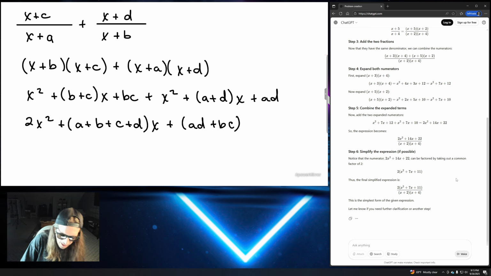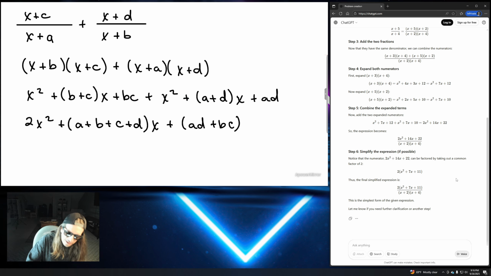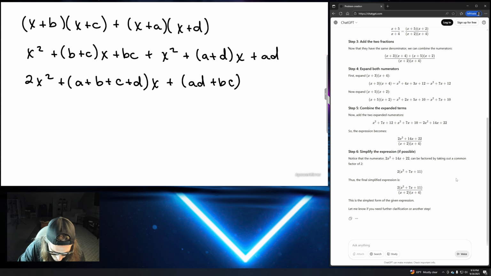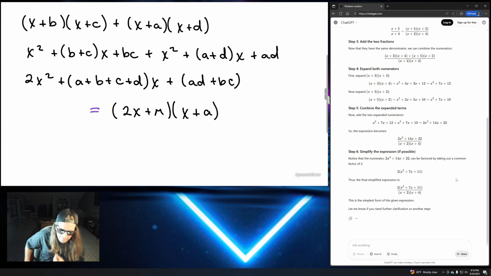But good. So I want my final answer to be reducible, which means that when I factor this trinomial, I want it to factor, and one of the factors either needs to be x plus a or it needs to be x plus b. If I can get one of those factors out of this, then I can cancel out in the end. So I want this trinomial to factor to something like 2x plus m. I'm introducing a new number m here. And then let's go ahead and see if we can squeeze an x plus a out of it.